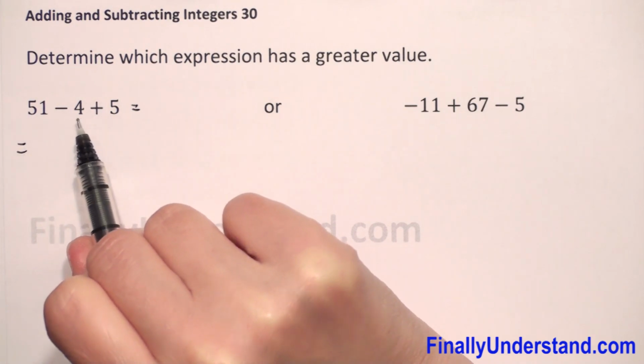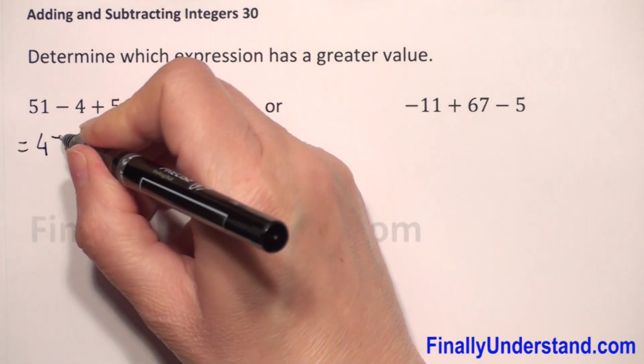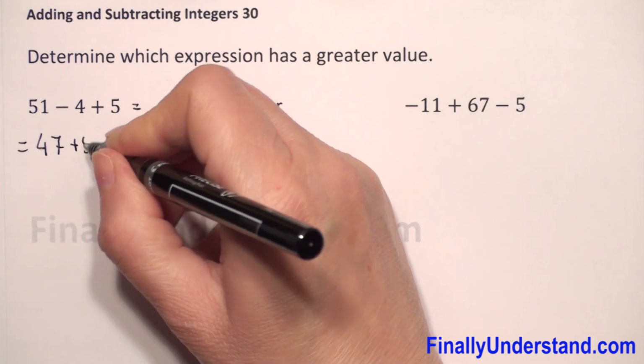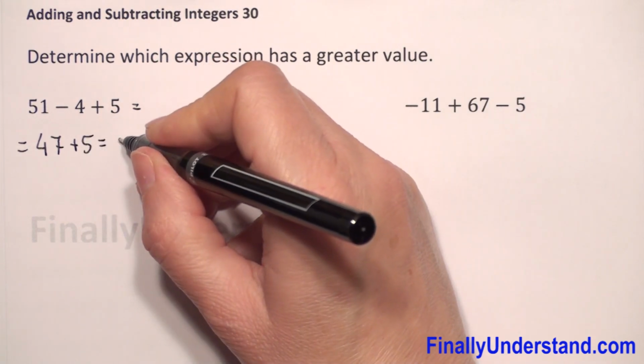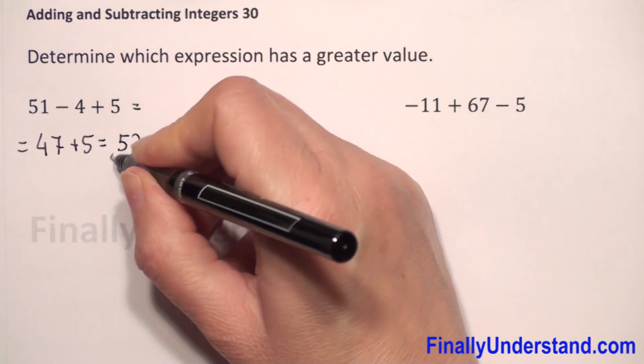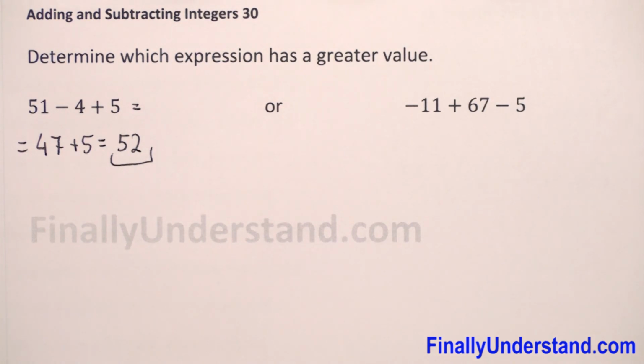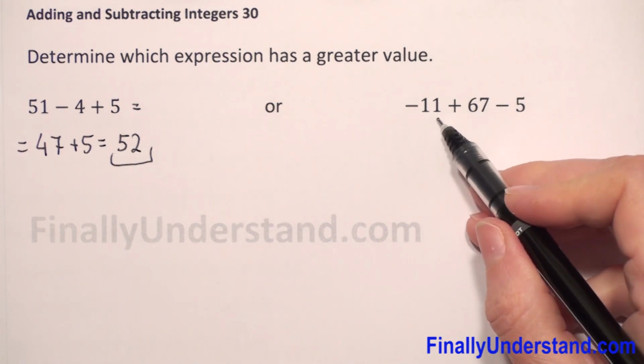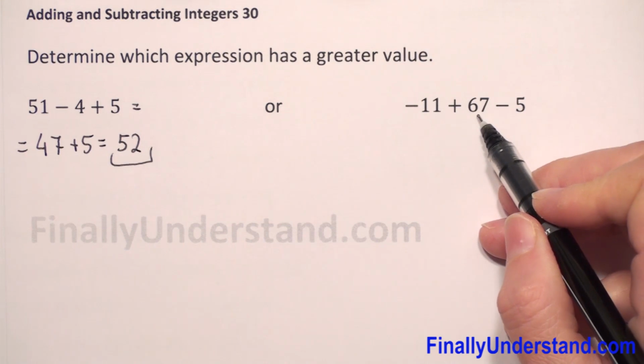51 minus 4 is 47. And we have plus 5, so this is equal 52. And the second expression, we have negative 11 plus 67 minus 5.